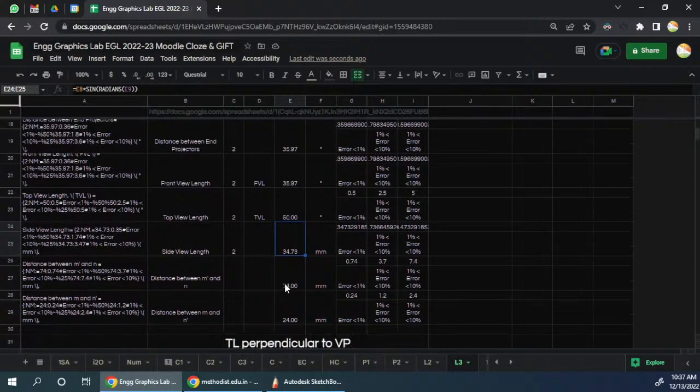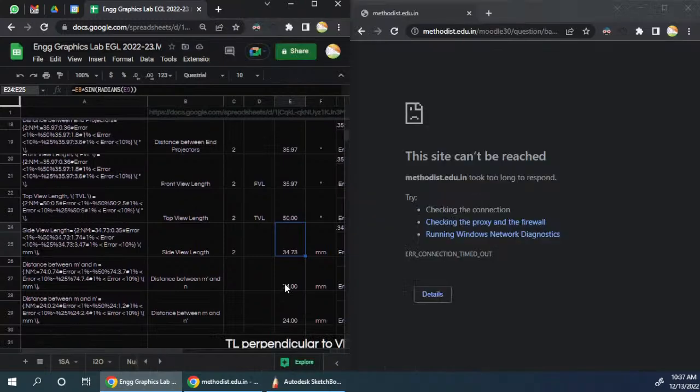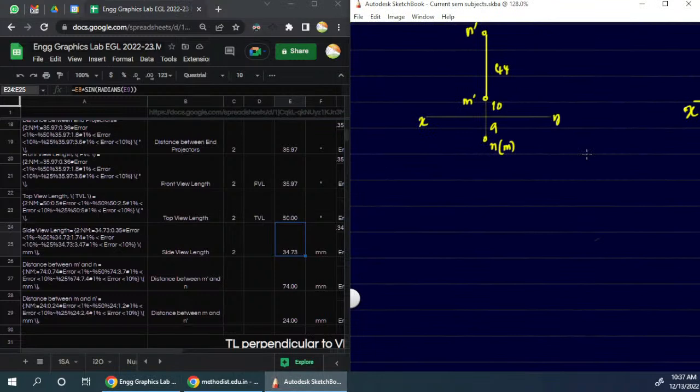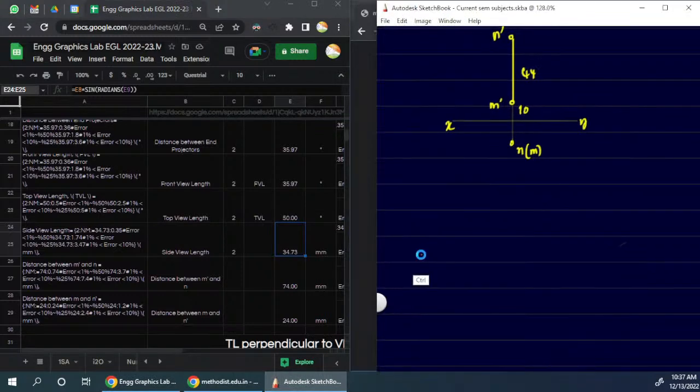For this last one, we need to be a little careful. So let's take up a diagram and try to see what this looks like. So this is our XY line, and it's inclined to VP, so the line is going to be like this. This is going to be the view.